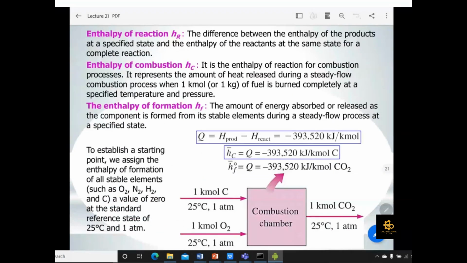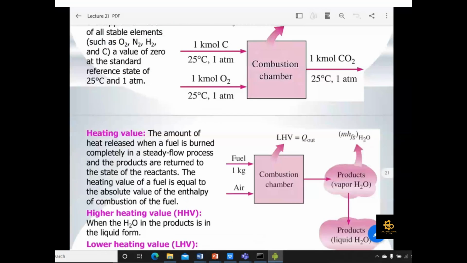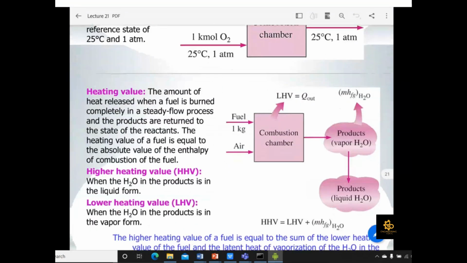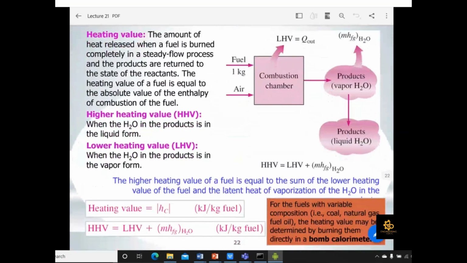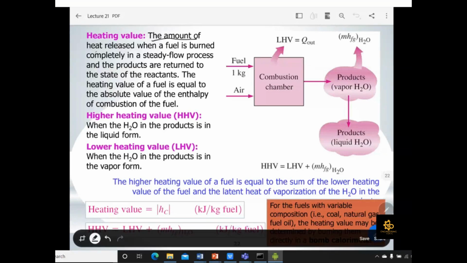These are all things we already discussed: enthalpy of reaction, enthalpy of combustion, enthalpy of formation, so you have to go through this by yourself. And then there is the heating value, the amount of heat. Another important point is that we have two different heating values. The heating value we already discussed is the amount of heat released when fuel is burned completely in a steady flow process and the products are returned to the state of the reactants. The heating value of a fuel is equal to the absolute value of the enthalpy of combustion of the fuel.